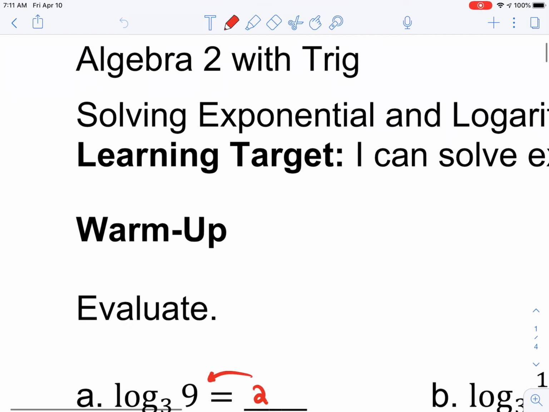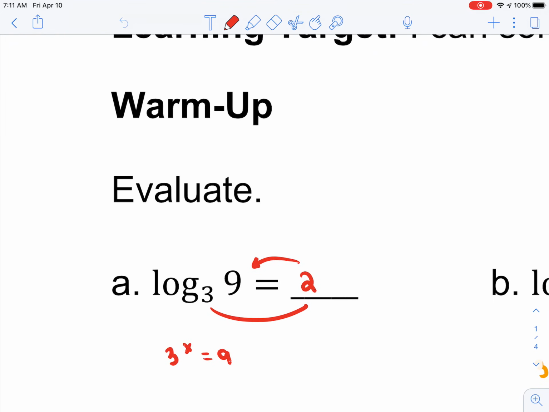So for the first question of the warm-up, you were asked to evaluate. Remember, we want to do that circle of life. 3 to what power is 9? Even though it is 3 times 3, remember that on the right-hand side of the equals, that is the power you raise 3 to get to that value of 9.